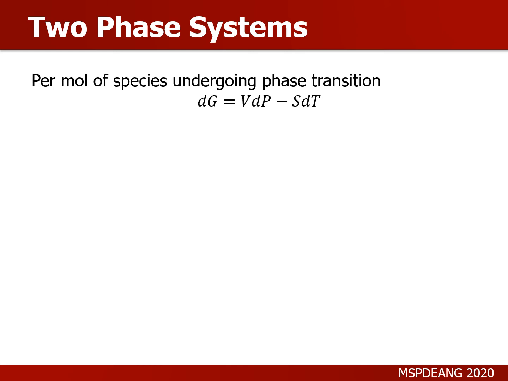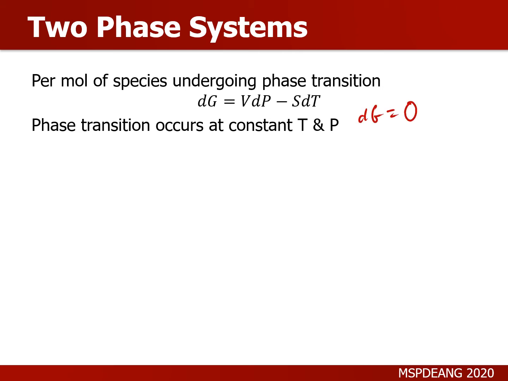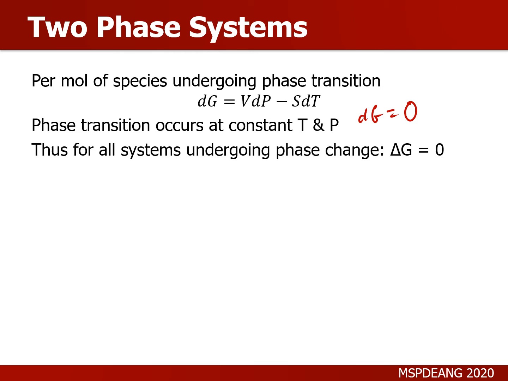For two-phase systems, consider one mole of species undergoing phase transition, and let's consider the Gibbs free energy of phase transition. From the definition of Gibbs energy from the fundamental property relation, dG is equal to VdP minus SdT. However, we know that phase transition occurs at constant temperature and constant pressure. So for any phase transition process, or any pure phase change, dG is just equal to 0, or delta G is equal to 0. So delta G of vaporization, delta G of fusion, and so on is just equal to 0.